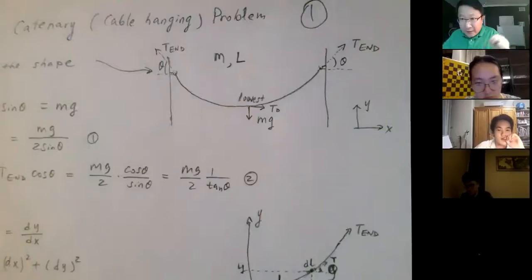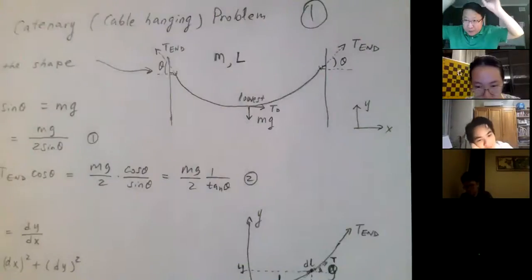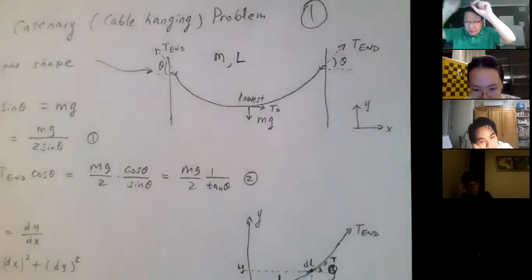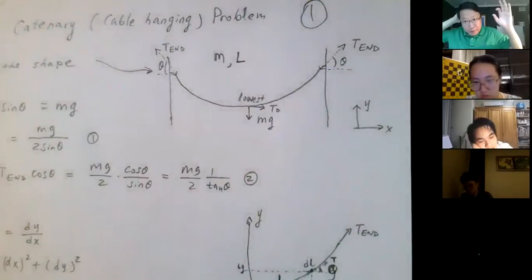For example, the electricity cables hanging, when you drive on the highway, you see the electricity cables hanging between two towers. So what's that shape? It's not a parabola. People think it is a parabola. No, actually it's not a parabola. And eventually you'll find it's interesting how to calculate that shape.